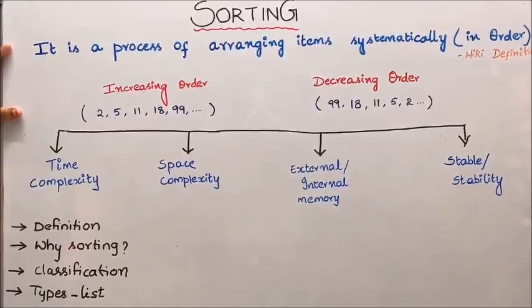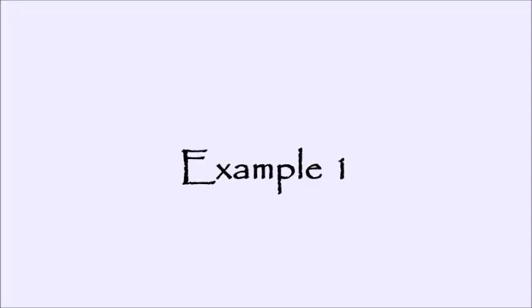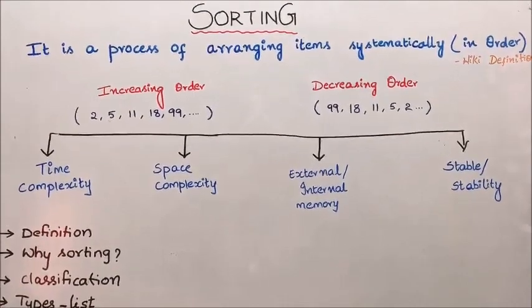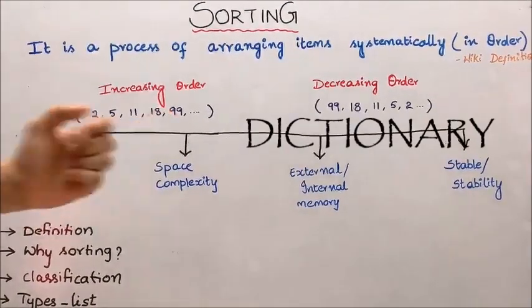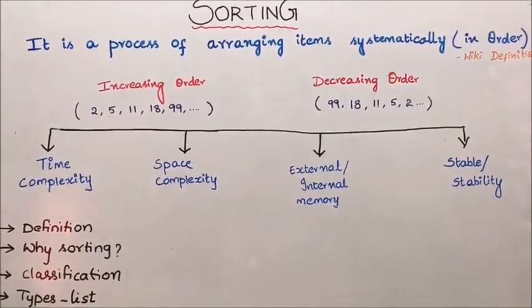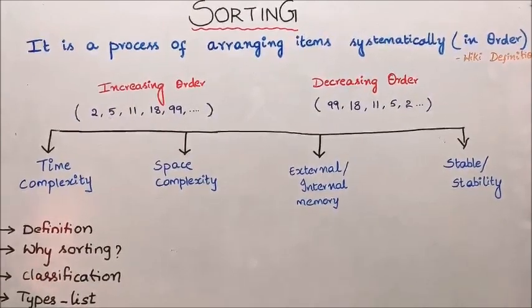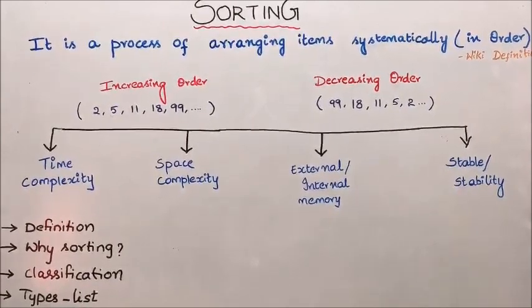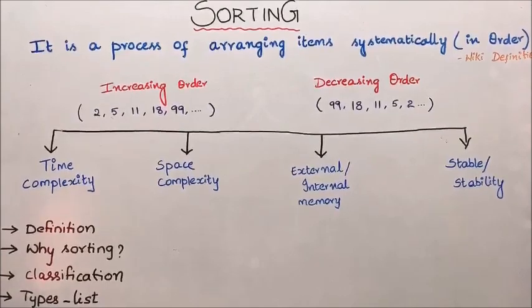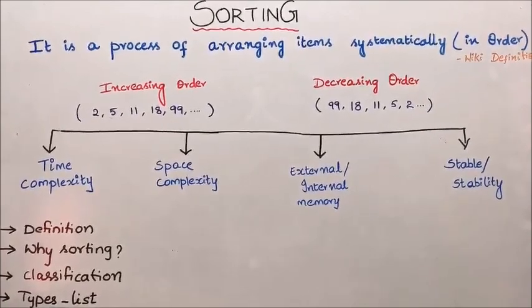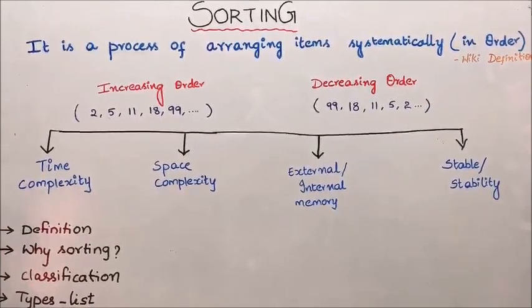What is the need of this sorting? For example, consider a dictionary. All the words in the dictionary are sorted in alphabetical order. What if they are not sorted? It will be very clumsy and time taking to search for the meaning of a particular word.